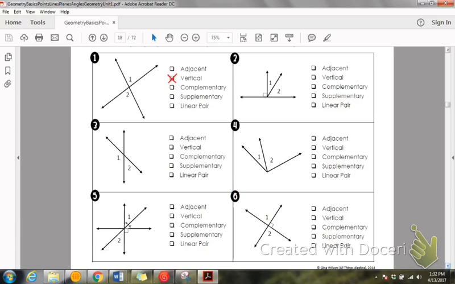What do you know about angle 1 and angle 2 on number 2? Are they beside each other? Yes. And that is called what? Flip back. They are adjacent if they are beside each other. Right? That's what that word means, adjacent, beside each other.